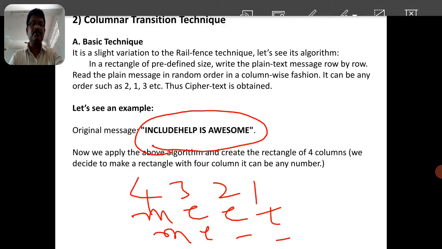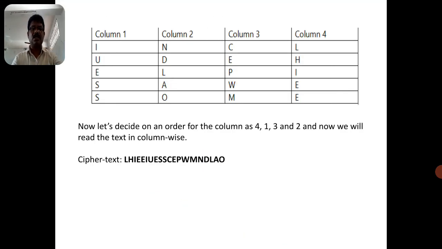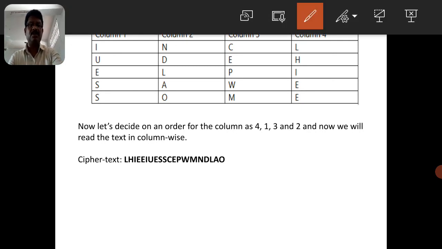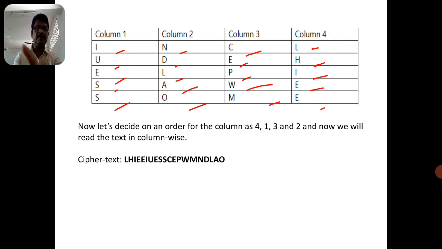So here, whatever the message is, now you can observe this is the column. The 4 columns I have to define: column 1, column 2, column 3, column 4. Now I can write the message in sequence order: "Include help is awesome." That means the total message can be prepared one by one in order, column wise. So the 4 columns can be filled with the exact data.